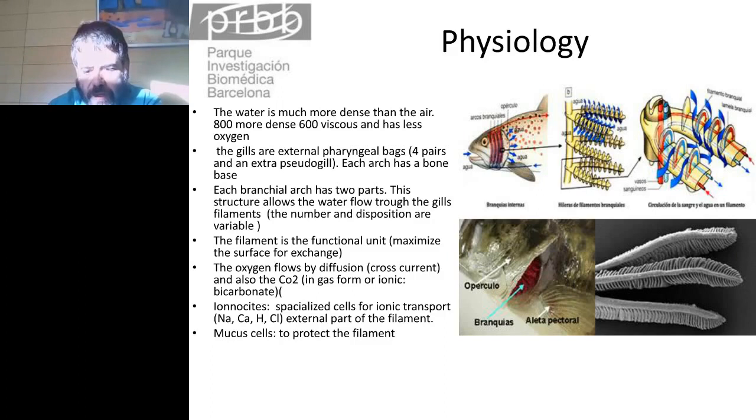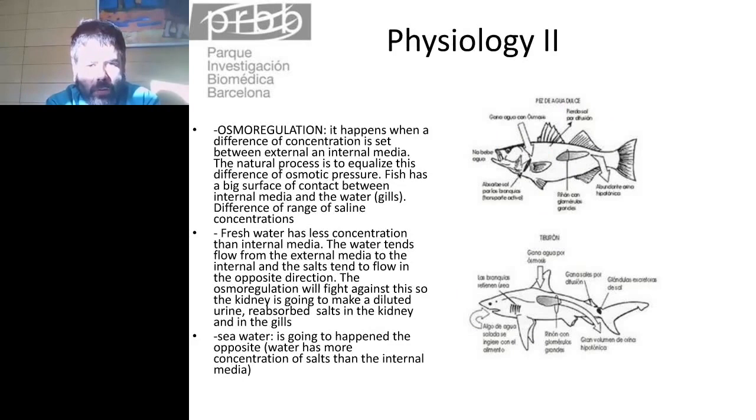The way that the fish is going to be related with the water has a lot of implication about the osmoregulation. The osmoregulation is the way that the animal is going to keep the ionic balance inside of the cell against the natural tendency of this kind of problems that will equalize this difference of ionic pressure. So if we think in fish, we can think in fresh water and salt water. We're going to focus on the freshwater ones.